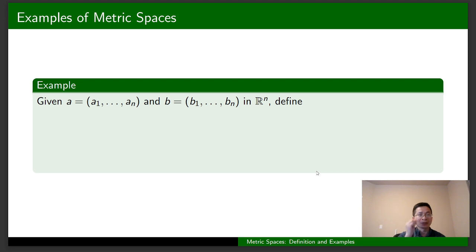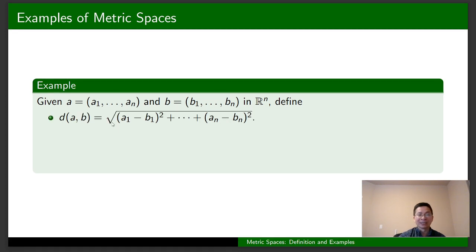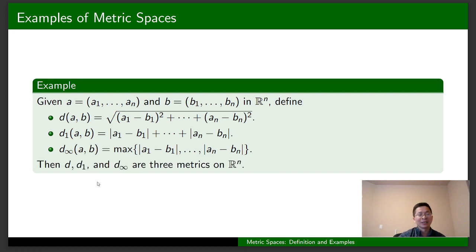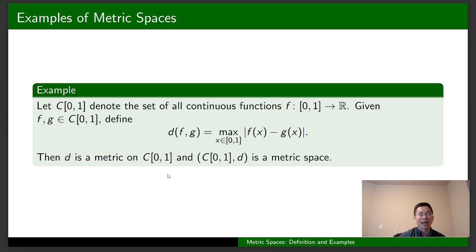Now, I'm going to talk about some examples of metric spaces. In Rn, we consider 2 elements A and B, and then we define D2(A,B) by taking the square root of the sum of (Ai minus Bi) squared for i from 1 to n. And we define D1(A,B) by the sum of the absolute value of Ai minus Bi for i from 1 to n. We can also define D infinity(A,B) by taking the maximum of the absolute value of Ai minus Bi for i from 1 to n. Then we can show that D1 and D infinity are metrics on Rn.